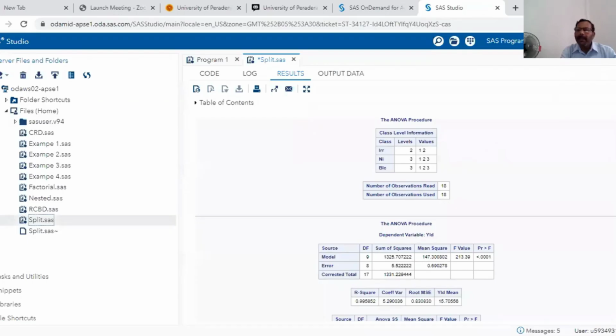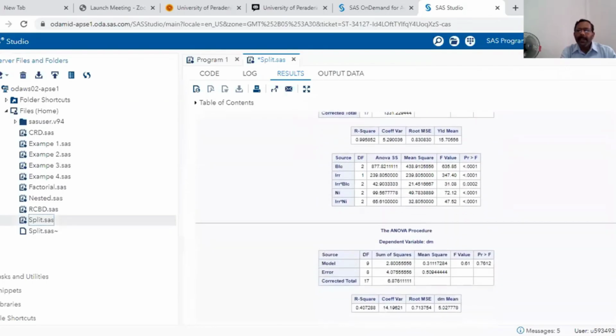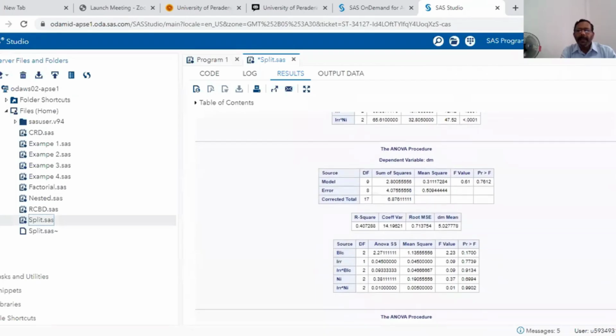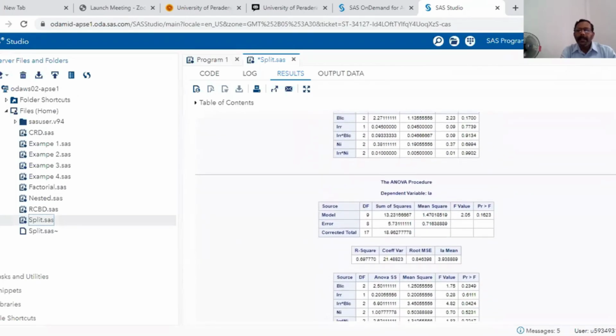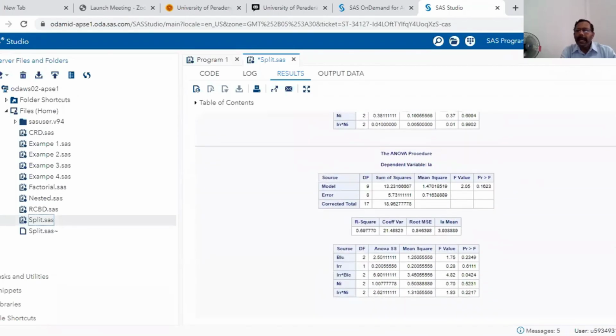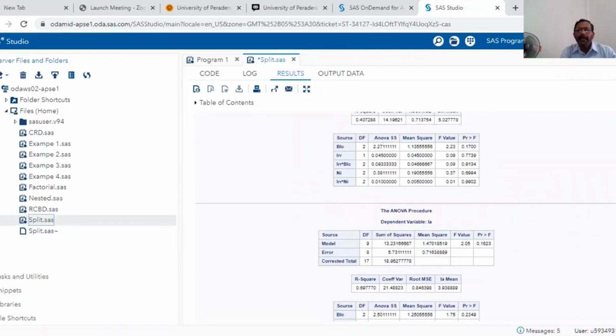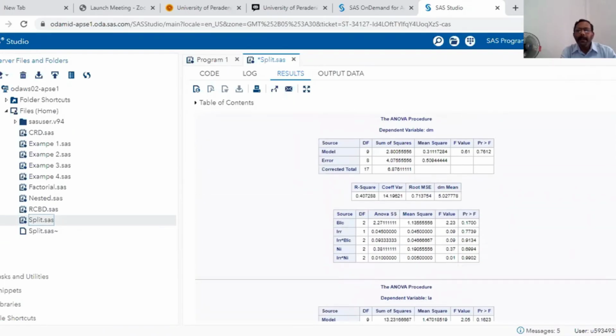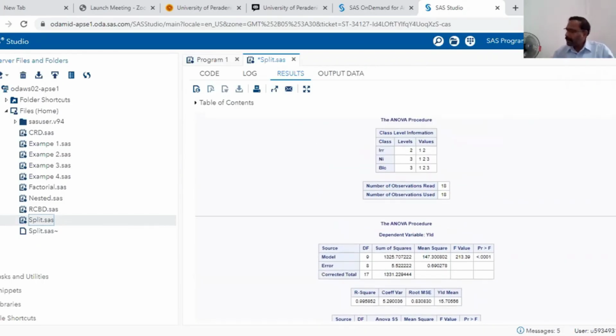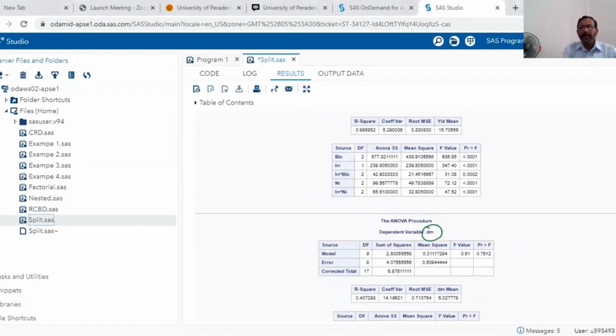This is for the yield. First one is for the yield, right? Second one is for the LA. Something is missing. Dry matter. Dry matter is also coming. So this is for dry matter. This ANOVA is for yield, right? Look at the second ANOVA. That is for dry matter.